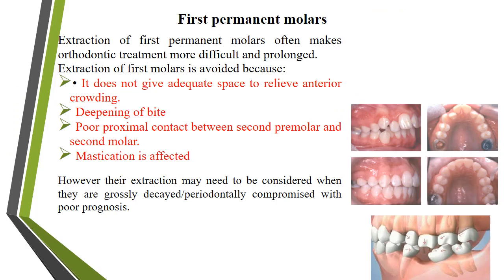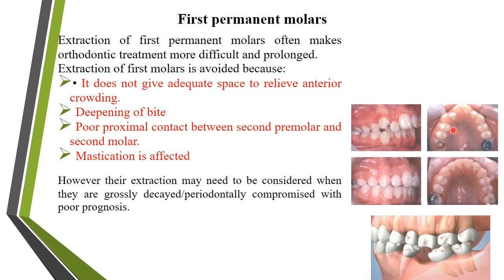The first permanent molars are considered the cornerstone of the dental arch, and they play a key role in the establishment of occlusion, so they are usually not extracted during orthodontic treatment for many reasons. Extraction of the first molars usually doesn't provide us adequate space for relieving anterior crowding, as there is a long span between the position of the first permanent molar and the anterior teeth. This long span means that we are going to lose a lot of space during the retraction of the anterior teeth. We are going to have a loss of anchorage, in other words.